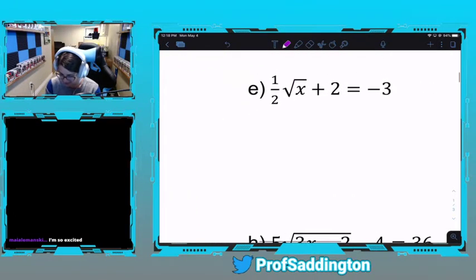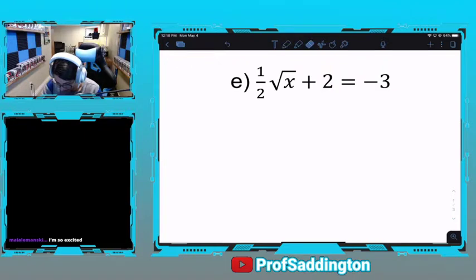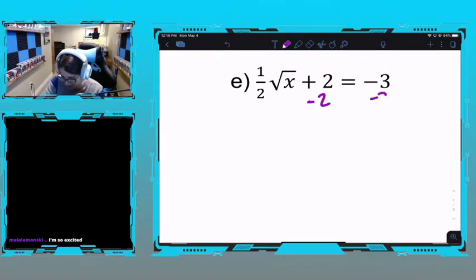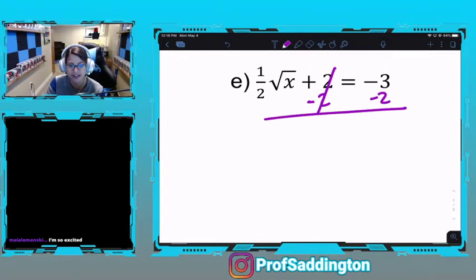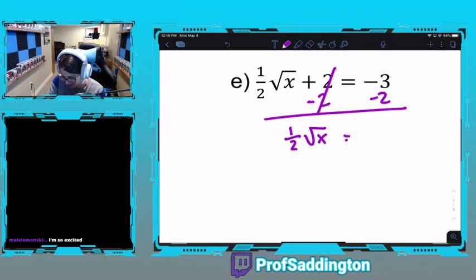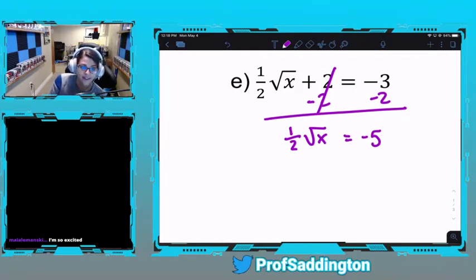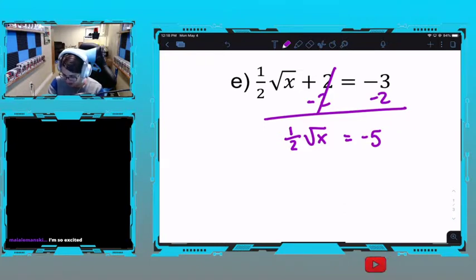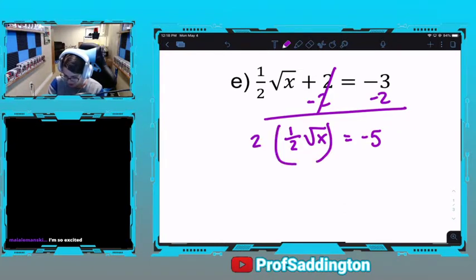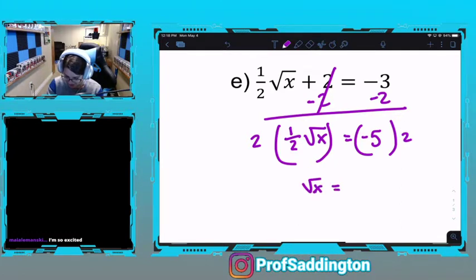Okay. Example E, similar process. I want to see, is there anything I could add or subtract over? That would be the 2. So I'm going to subtract 2 from each side. So I'm going to have half radical x equals negative 5. And then is there anything I can multiply or divide over? Yes, there is. I can divide by half, which is really the same thing as multiplying by 2. So I have radical x equals negative 10.